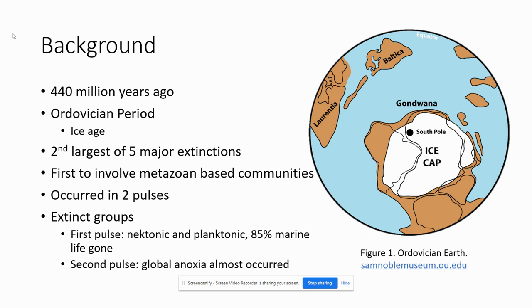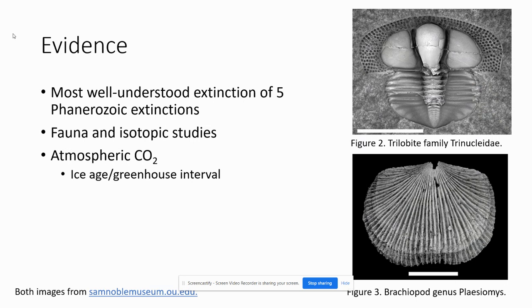The extinction was the second largest of 5 major extinctions. It was the first to involve metazoan-based communities. It occurred in 2 pulses, and the extinct groups were nektonic and planktonic species, and 85% of marine life died in the first pulse. And then in the second pulse, global anoxia almost occurred. So basically, global anoxia is the depletion of oxygen from the oceans.